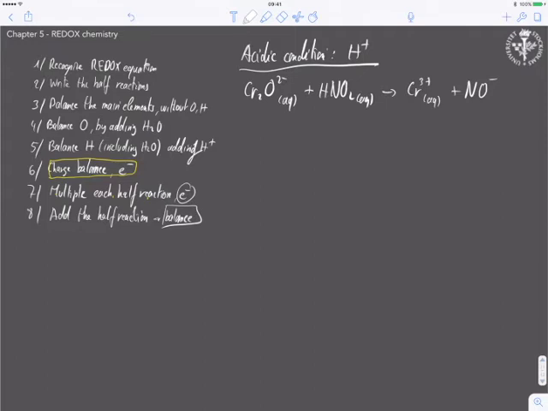Here we have the oxidation state of chromium in dichromate. It's one oxygen, which is in this case -2, plus -2 is going to be 0, so chromium has to be 0. The oxidation state of chromium is 0 here, is +3 here. So this is an oxidation.